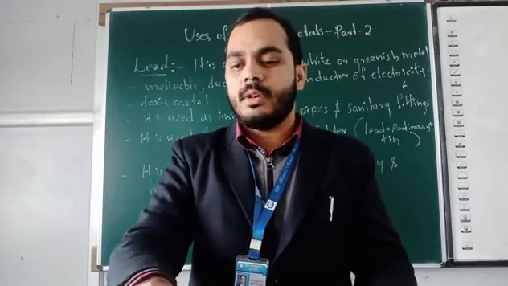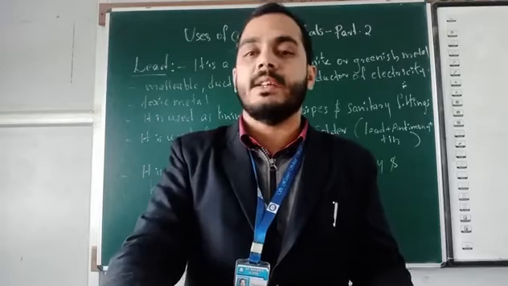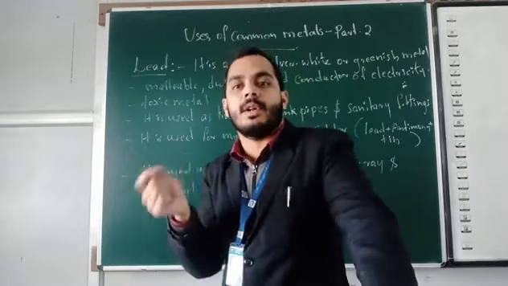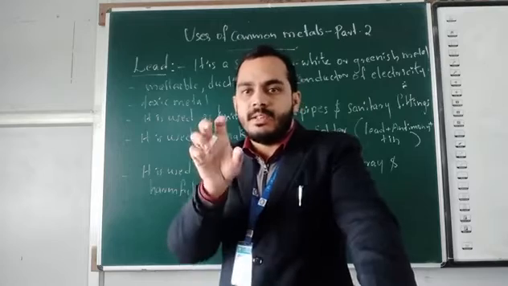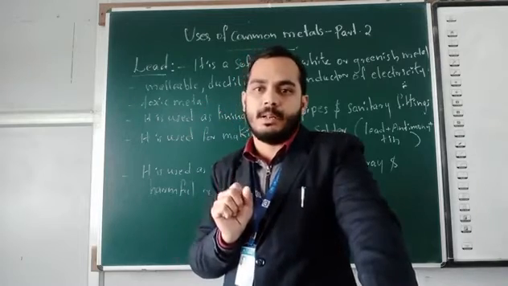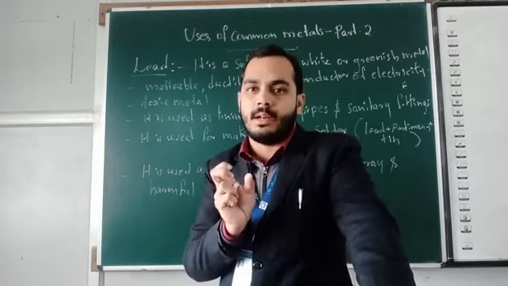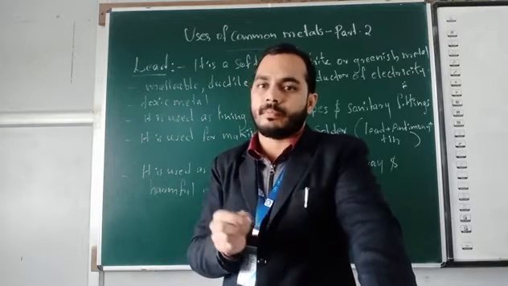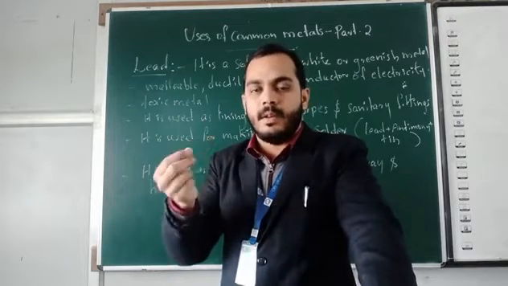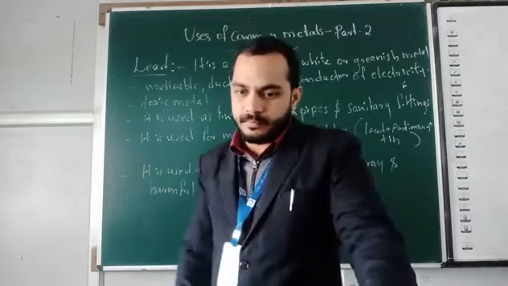Okay. And next one, calcium chloride is used as a drying agent. Calcium chloride acts as a drying agent. Drying agent means it is easy to dry because it absorbs the water content, and then things turn dry. So that's why calcium chloride helps us as a drying agent.